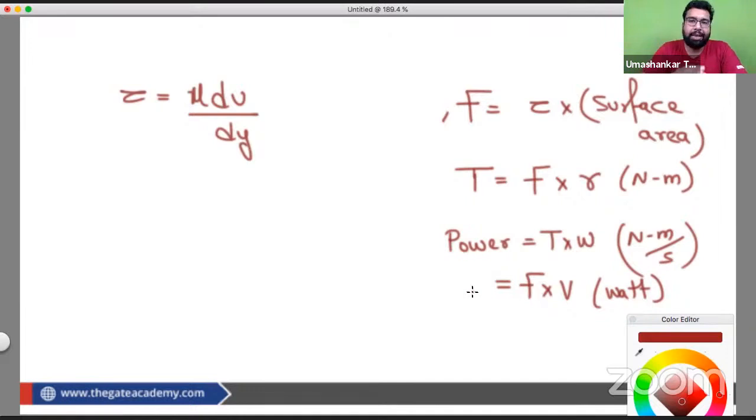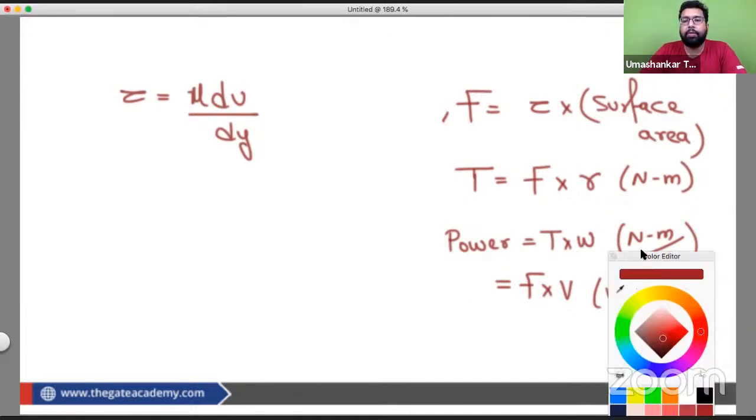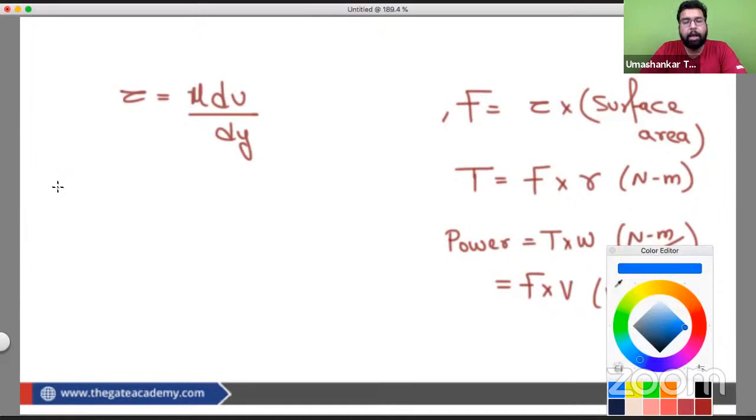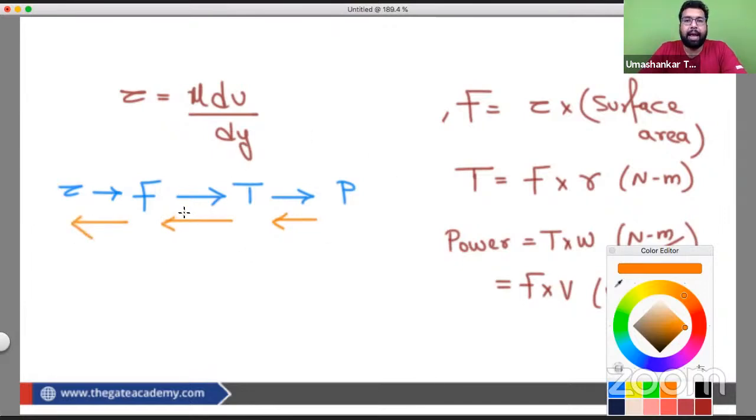Now if you see a Newton's law of viscosity question, we may require moving from the shear stress to the force, then to the torque, or maybe to the power. This is the kind of question that we see in this topic. This is one way. The other way around is moving in the backward direction, from power to torque, then torque to force, then force to shear stress. So a question can be framed either way.